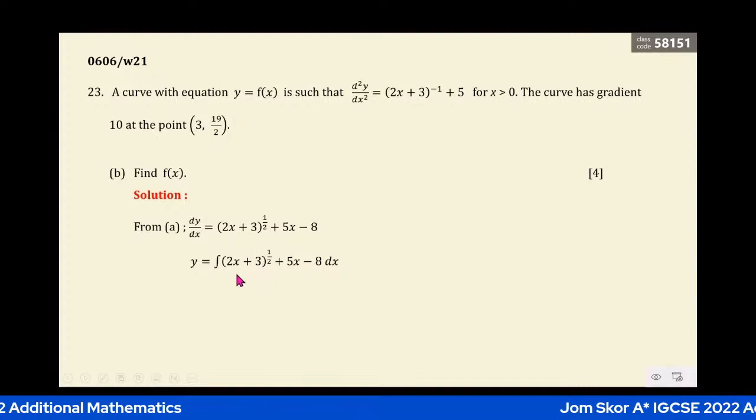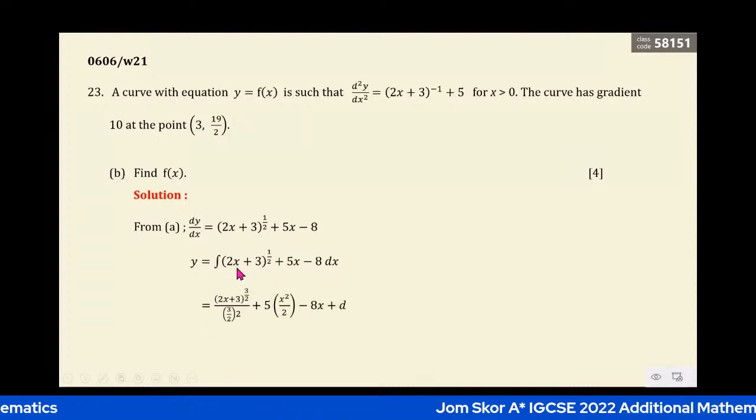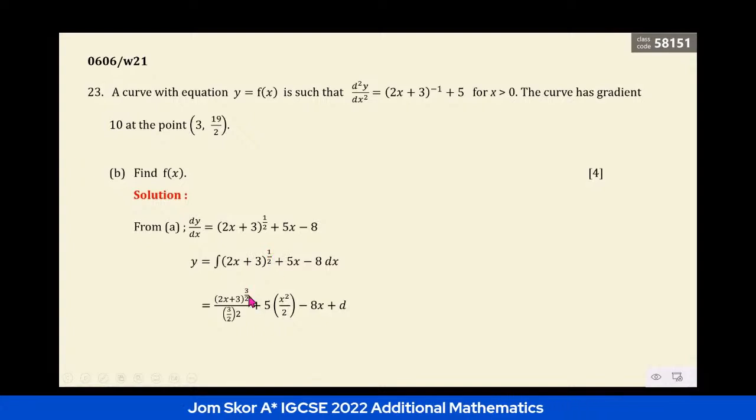So integrate. What do you all get? So 2x plus 3, 1 over 2 plus 1, you will get 3 over 2. So 3 over 2 also underneath.